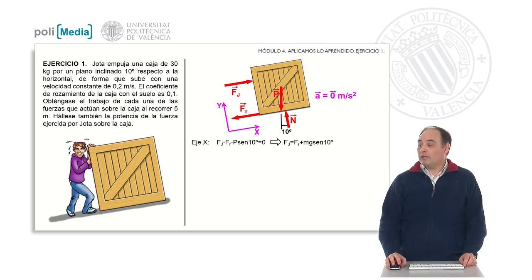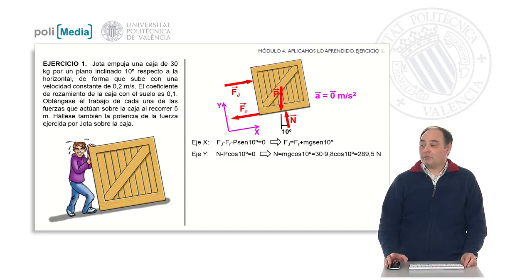First, along the x-axis we have the components in that direction of the forces involved: F_Jx, the force exerted by Jota, F_r with a minus sign, the x component of the frictional force, minus P sine of 10 degrees, which is the x component of the weight, and the normal reaction has no x component, so there is nothing to add here. All that equals mass times the x component of the acceleration, which equals 0, because there is no acceleration. From there we can solve for one of the unknowns, the force exerted by Jota.